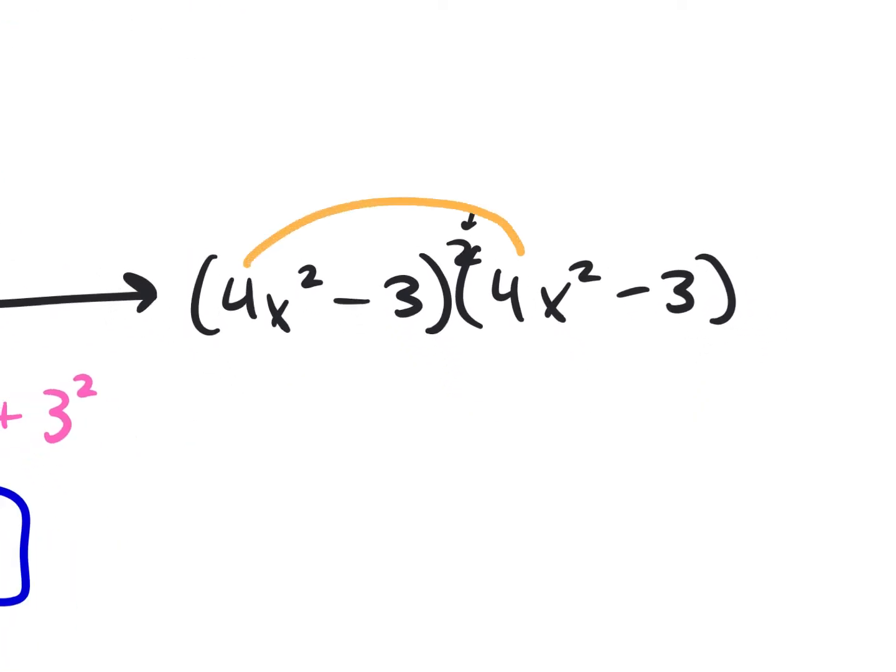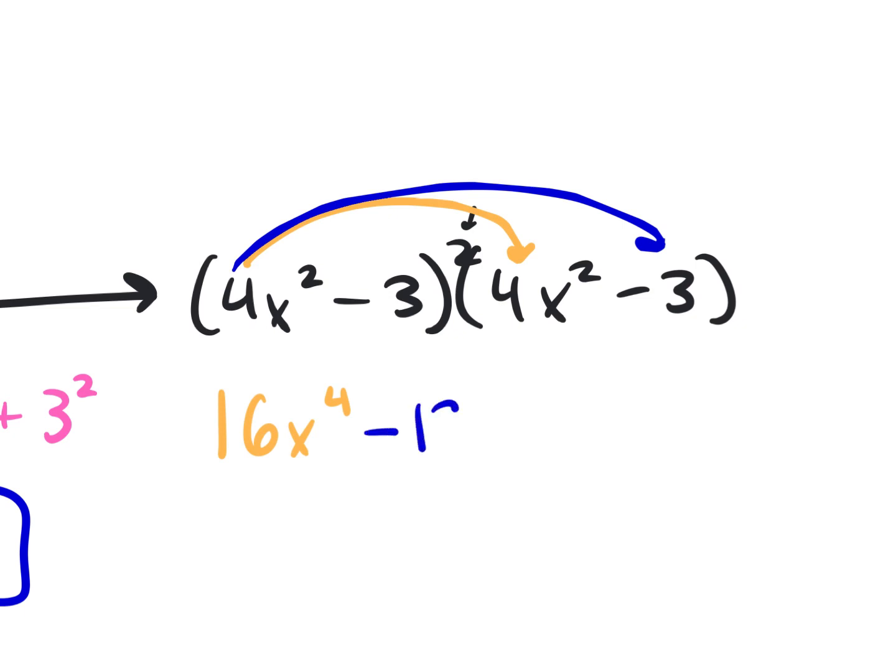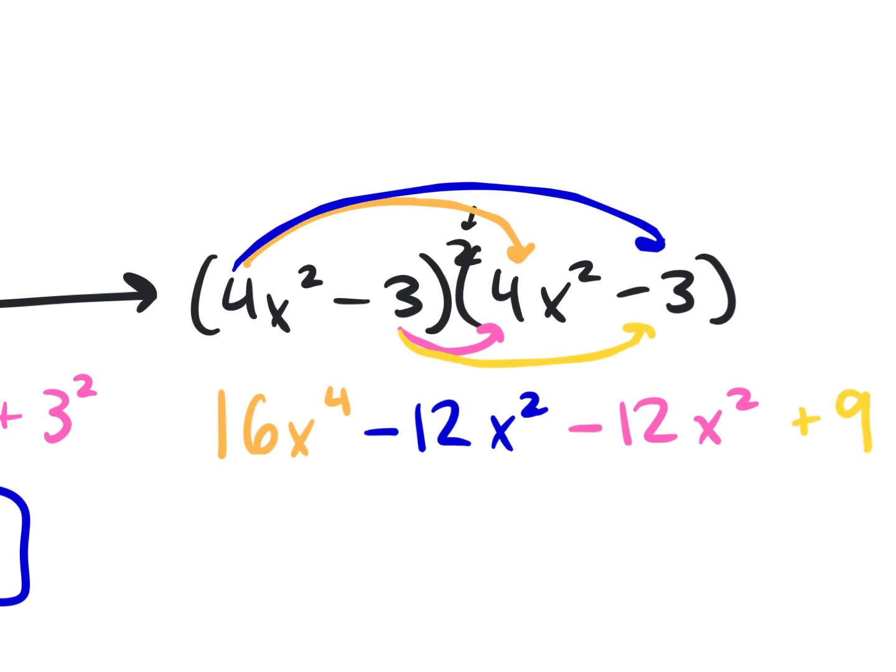So here I multiply the first ones. So 4x squared times 4x squared would be 16x to the 4th power. Then I multiply the outside. So 4x squared times negative 3 is negative 12x squared. Then the insides would be negative 3 times 4x squared. So again, negative 12x squared. And then the last ones would be negative 3 times negative 3, which is positive 9.